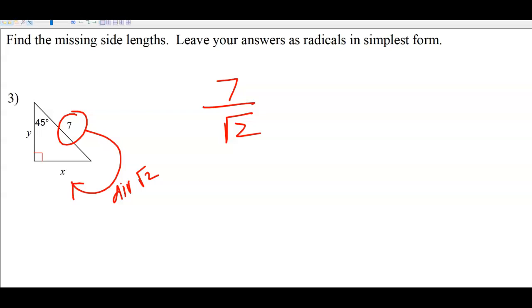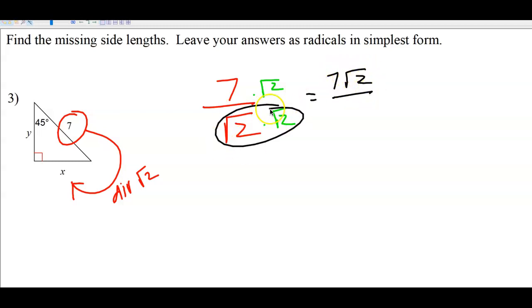You may recall from previous lessons that we don't like having square roots on the bottom. So we're going to multiply the top and the bottom by the square root of 2. And that's going to give me my final answer there, which is 7 radical 2. And on the bottom, when you multiply these together, you just get 2. When you multiply 2 square roots together, the square root goes away and you're just left with that number. So by dividing 7 by the square root of 2, I get 7 over the square root of 2, which if I rationalize that gives me 7 radical 2 over 2. And that's what's going to go here. And since the legs are the same, it'll also go here.